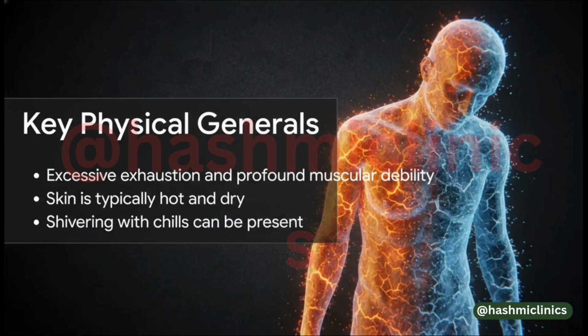It's this internal push and pull, this tension, that's such a vital part of the whole picture. And these physical generals, they're present in both the acute emergencies and the chronic picture. And when we talk about exhaustion, it's not just feeling a bit tired. We're talking about a deep, profound weakness in the muscles, the kind of debility that can actually lead to collapse. And you'll often see this alongside a body that just can't regulate its temperature properly. So they might have hot, dry skin, or they could be shivering with chills.